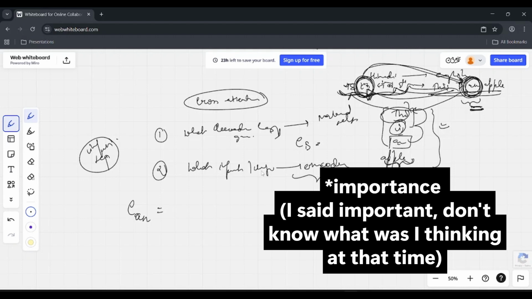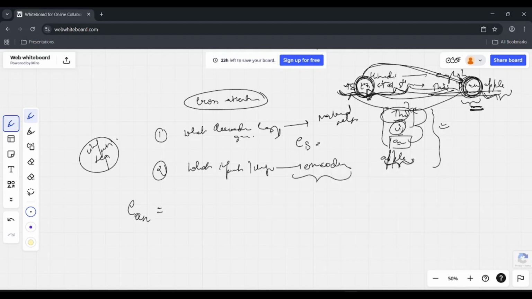Similarly, in order to get "apple", this input sentence is important. Every word has some role, but this one has the most important role. In fact, this is the exact translation of apple, the actual meaning in English, right?